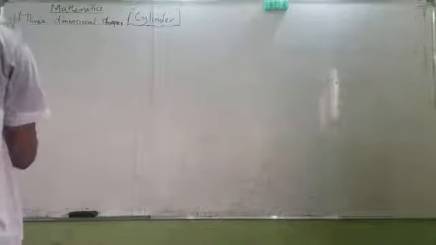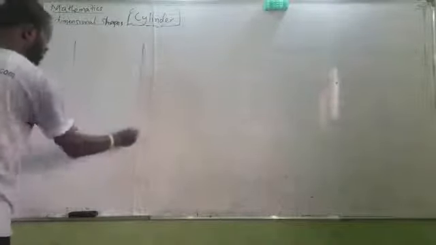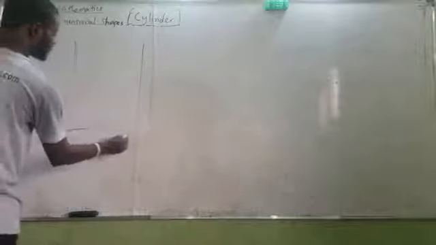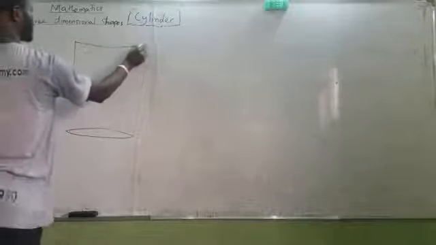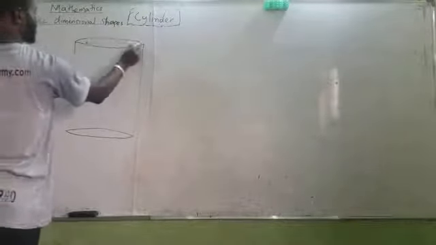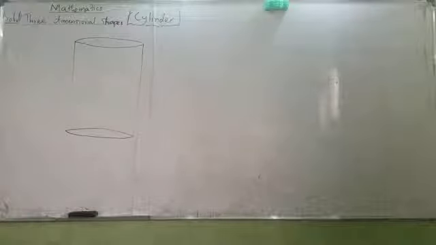See how to draw a cylinder. A cylinder is drawn in this form. My hand must be straight. Now, this is a cylinder. Hope you know it has volume. It's a three-dimensional shape. Don't forget that. It's very important.